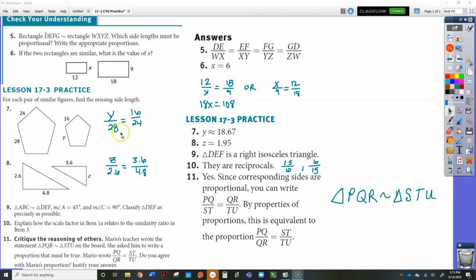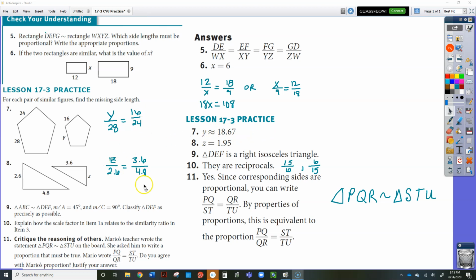Again, these are a ratio that you could use. It is not the only one, but if you set this up, I put the corresponding side from the small one on top, the corresponding side from the big one on bottom. So 16 has to go on the top and 24 goes on the bottom. Cross multiply, 24y equals 16 times 28. Divide both sides by 24. And you get approximately 18.67.